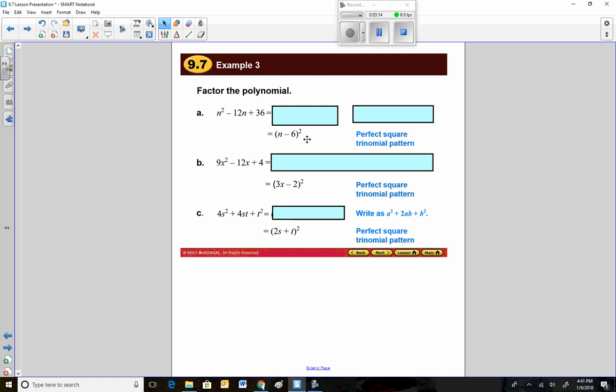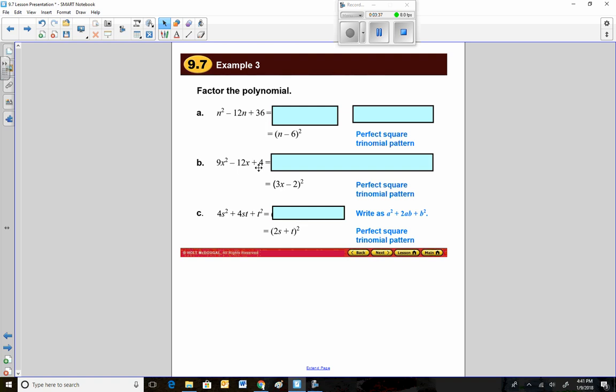Now, to make sure that it's okay to use this memorized pattern, make sure you double check. Negative 6 times n is negative 6n. Double it. Does it turn out to be this middle term? Then you've done it correctly. If for any reason it does not turn out to be this middle term, you cannot use this method. We'll learn about that in Chapter 10.